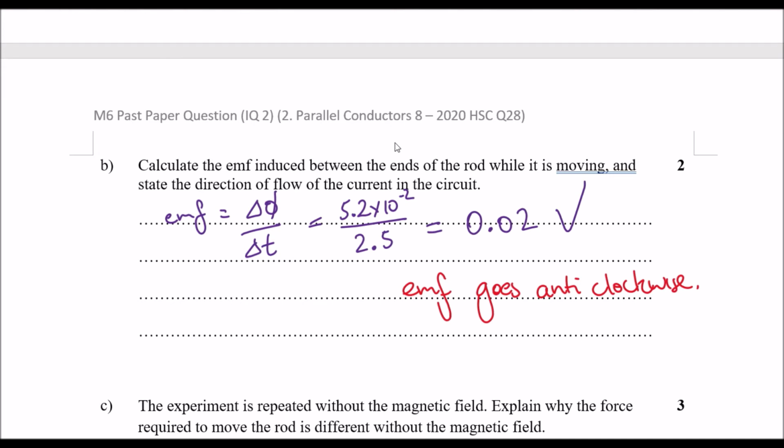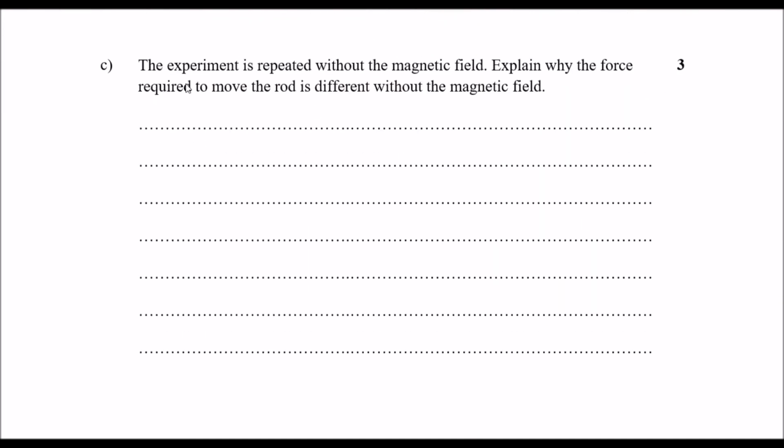Okay, next question. The final question states that the experiment is repeated without a magnetic field. Explain why the force required to move the rod is different without the magnetic field. Okay, so let's just put this in dot point. So let's look at the consequence of no magnetic field.